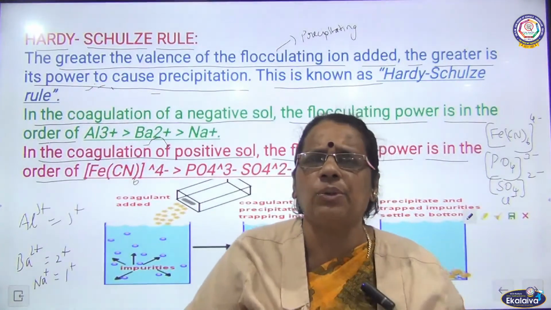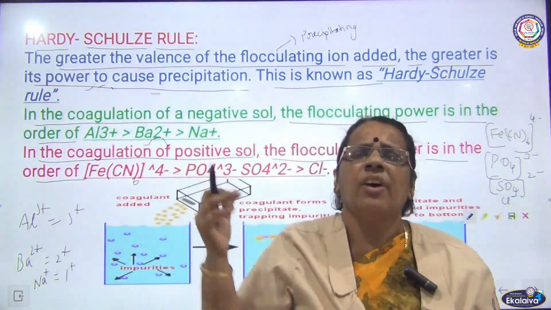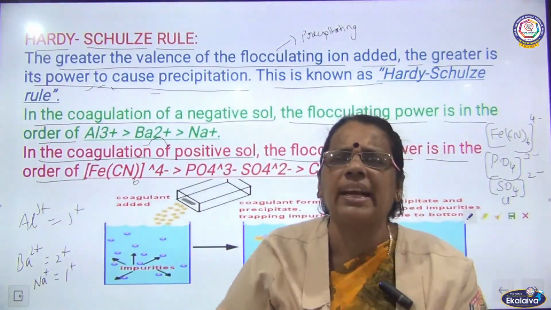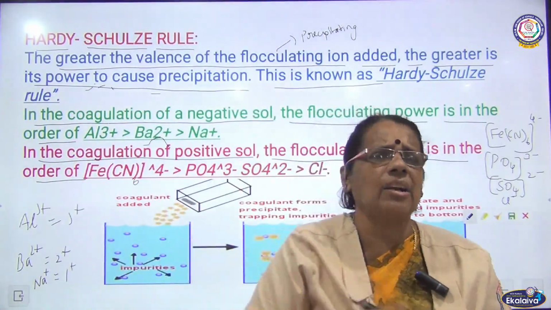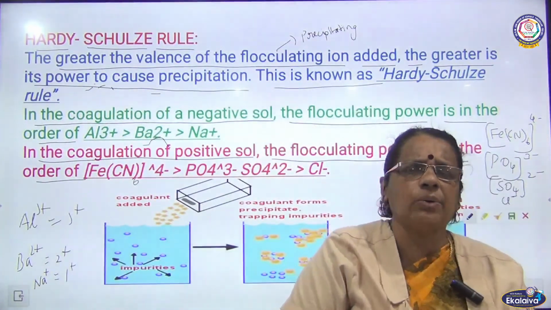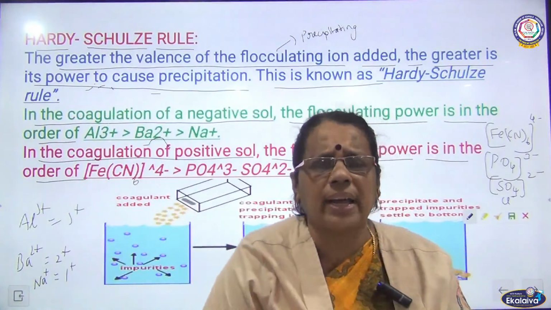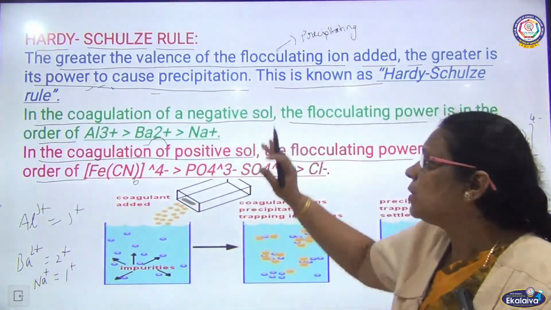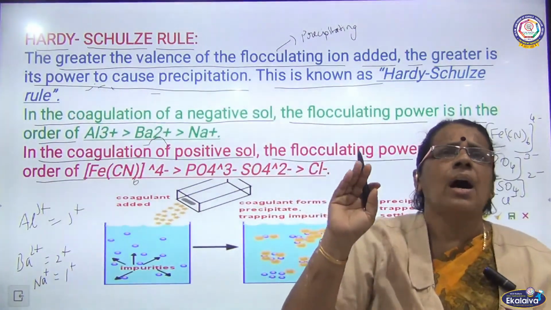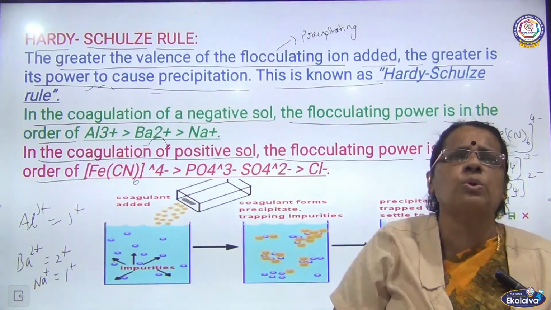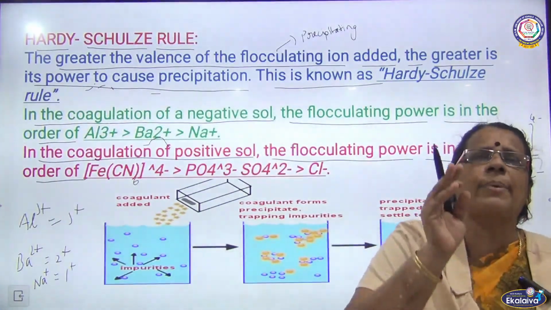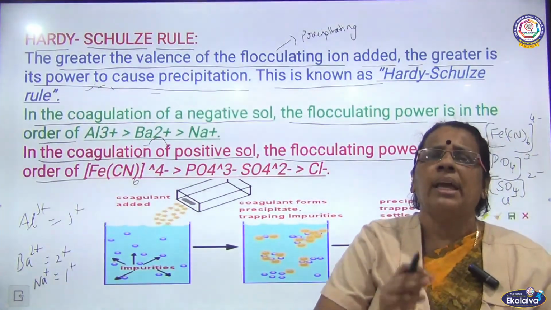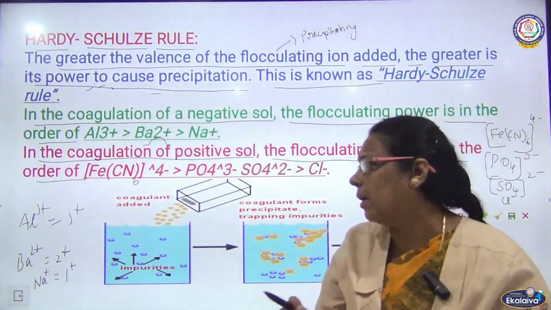There are 4 negative charges, which is greater than phosphate ion, which has got only 3 negative charges, which is greater than sulfate ion, which has got only 2 negative charges, and which is greater than chloride ion, which has got only 1 negative charge. So this rule we can call Hardy-Schulze rule. So Hardy-Schulze rule talks about the extent of precipitation based on the valency of the precipitating ion.